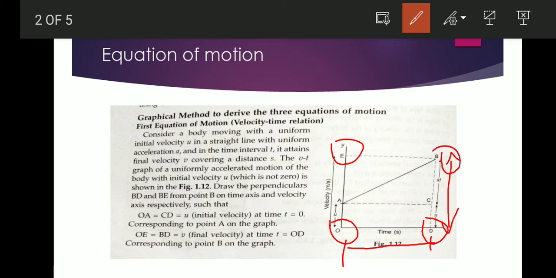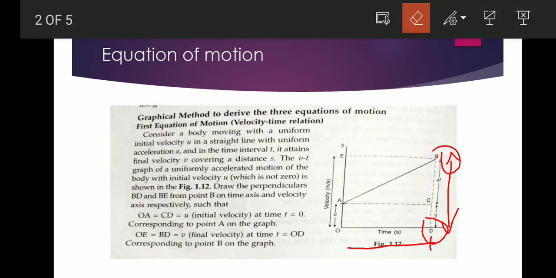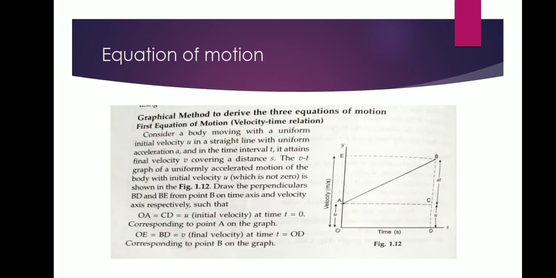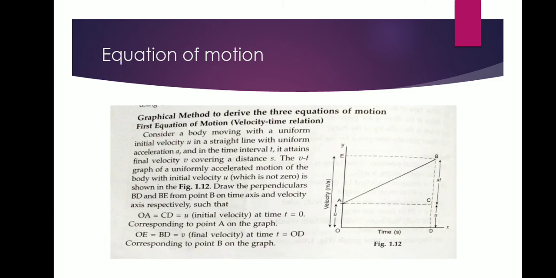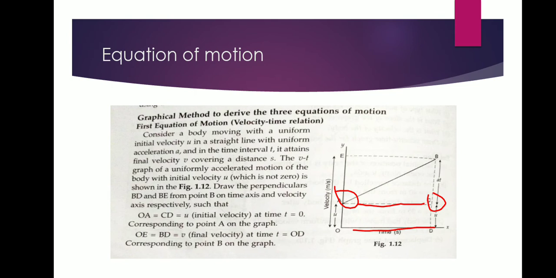Okay. Using this graph, we are going to form the first equation of motion. Okay, let's form it in this side. Also draw AC parallel to OD. Here we have A and C. This AC is parallel to OD. Okay, they will never intersect, these two lines, such that OD is equal to AC, that is t.